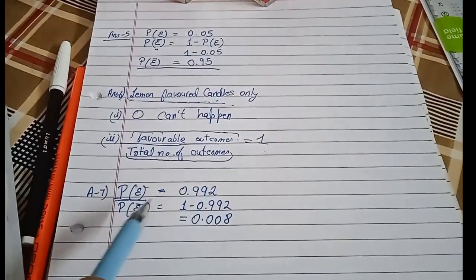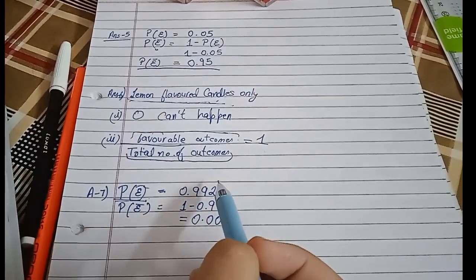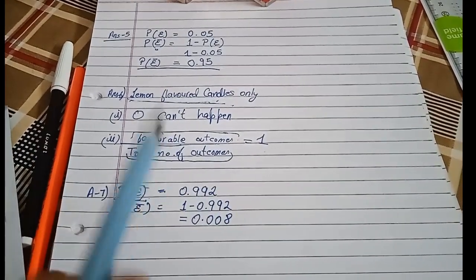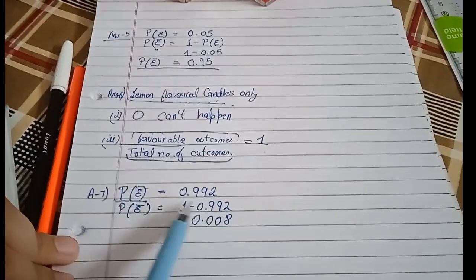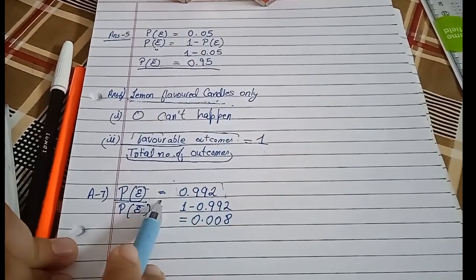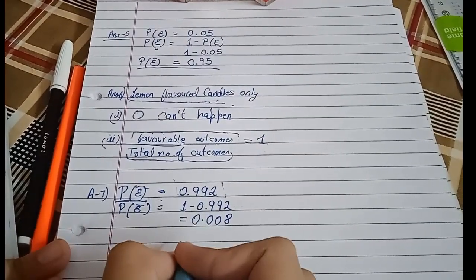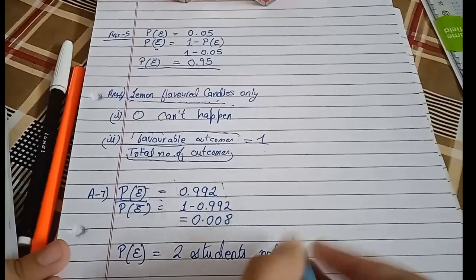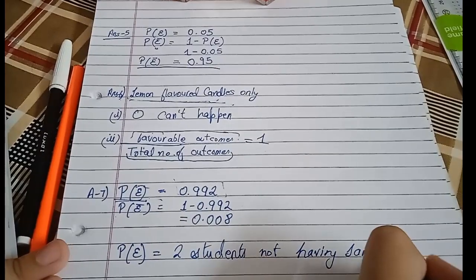Now some of you will say that we should have taken this as P dash E, and then we should have subtracted from 1. Actually that is not going to happen. You only have one formula, that is probability of not happening of any event is 1 minus probability of happening. I have taken this 0.992 as the probability of happening. So I can say the probability of happening is 2 students not having the same birthday.